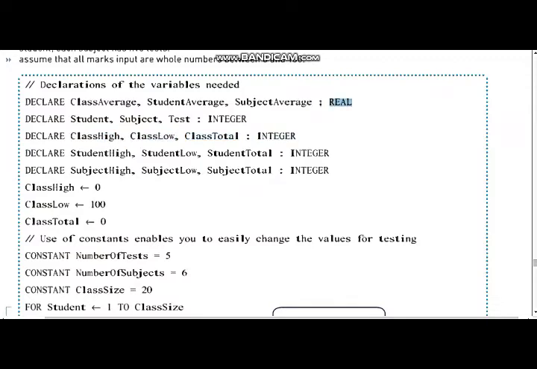Then class for the whole class in the integer form. These are the data types. The real data type is for allowing decimals or points. The integer data type is for whole numbers. For class high, class low, class total, you will consider the integer data type. Then coming to the student level, you will calculate student high, student low, and student total. And then at the level of each subject of that student, you will consider subject high, subject low, subject total, which will also be in whole number form.